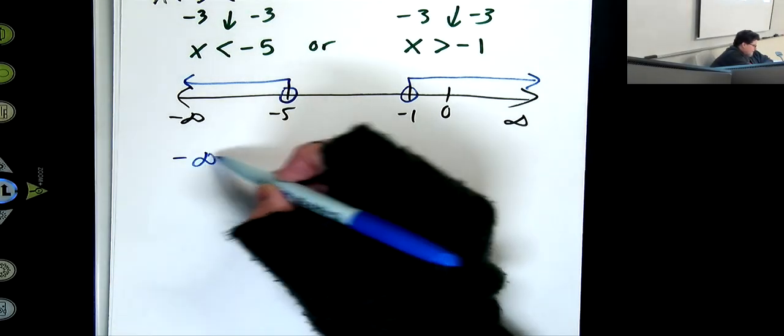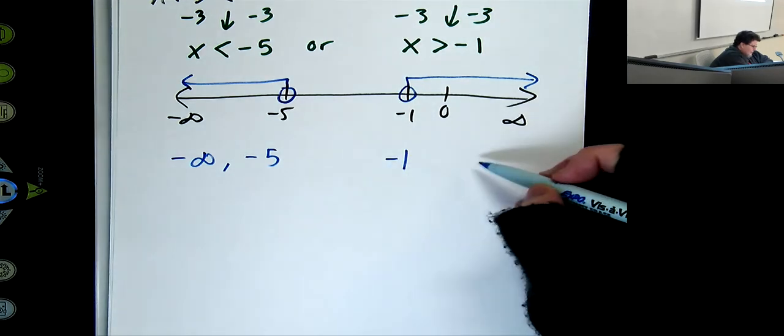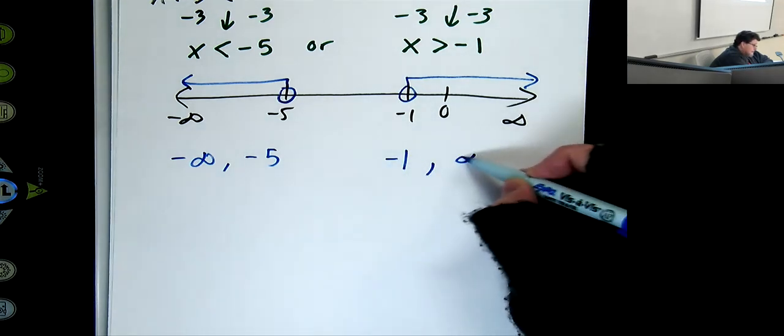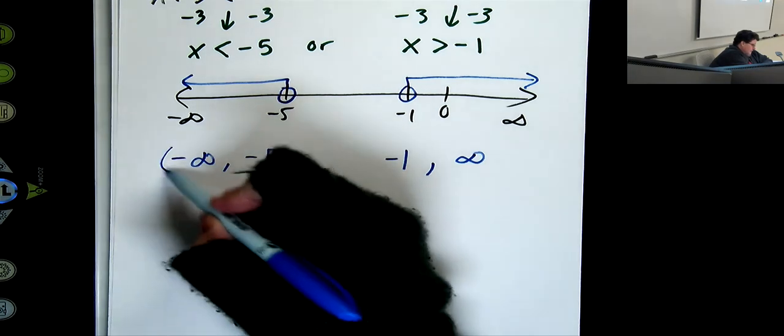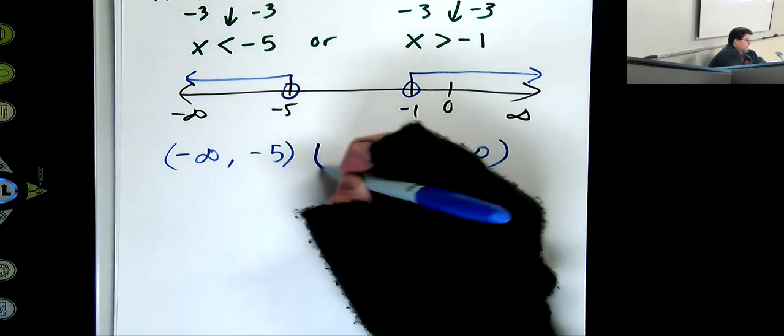If I do interval notation here, I just start writing down the symbols where my line hits it. And these get parentheses, these get parentheses. Since there's 2 of them, I put a U.